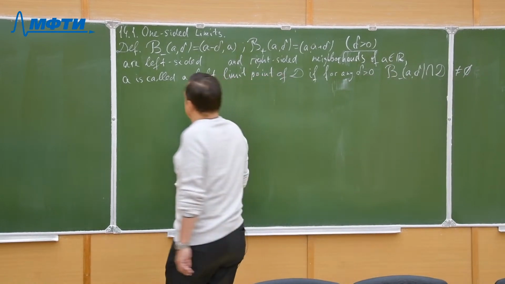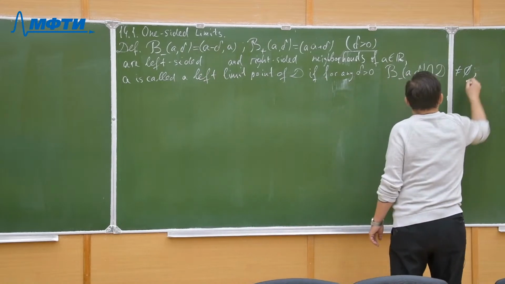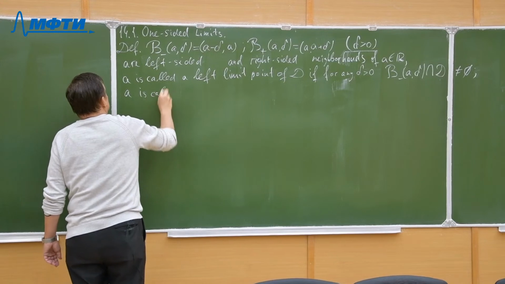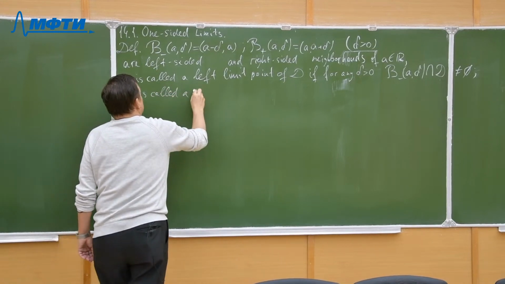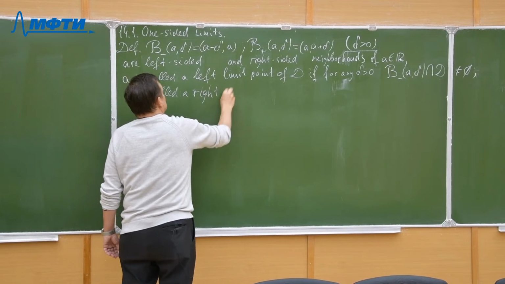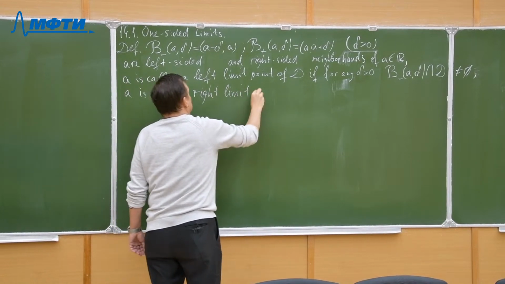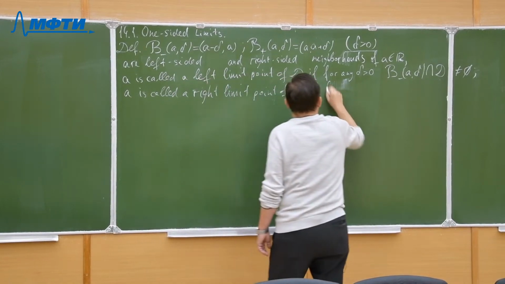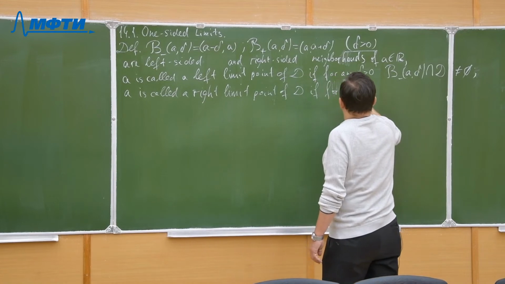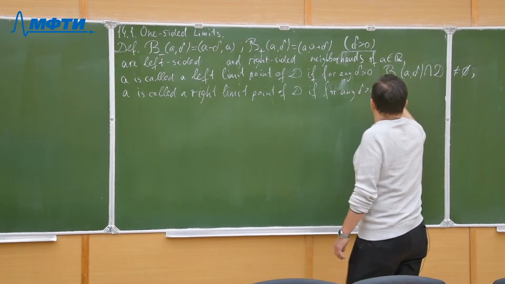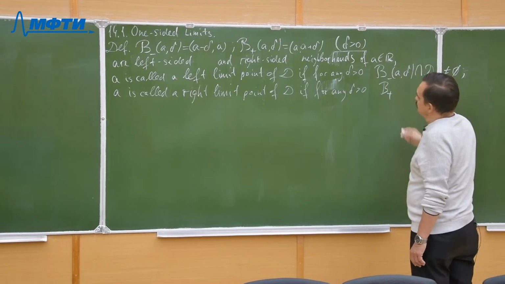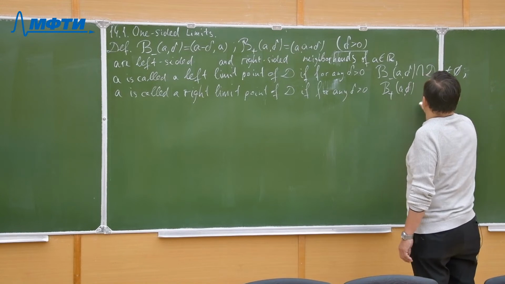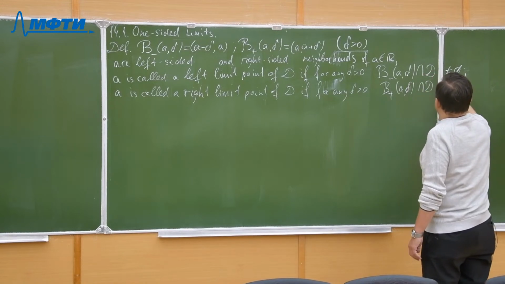And analogously, a is called a right limit point of D if for any delta greater than 0, the right-sided neighborhood intersects our set D.